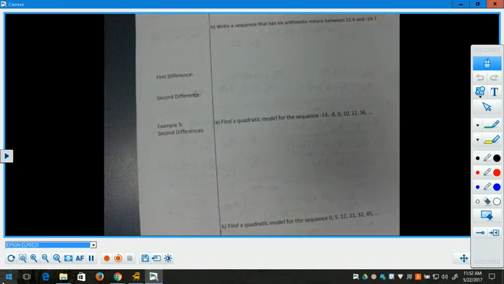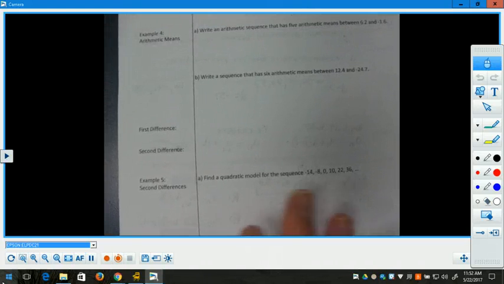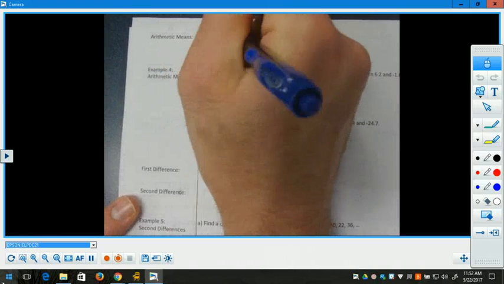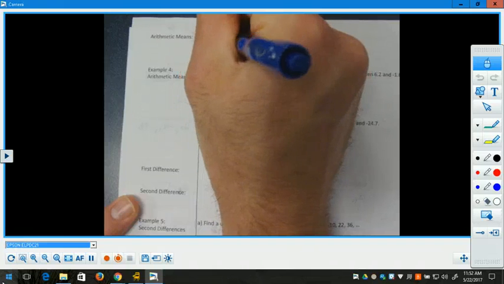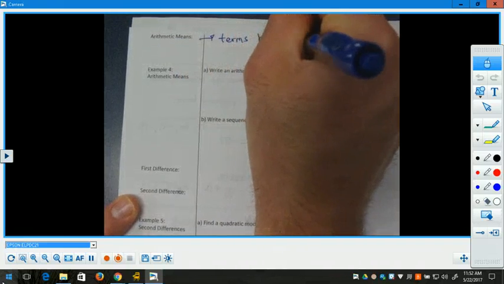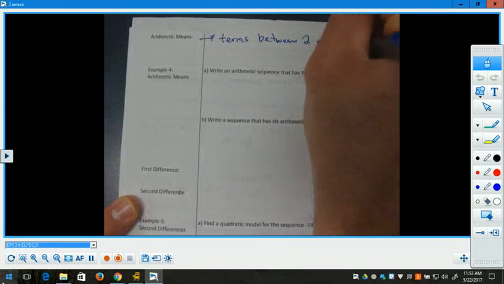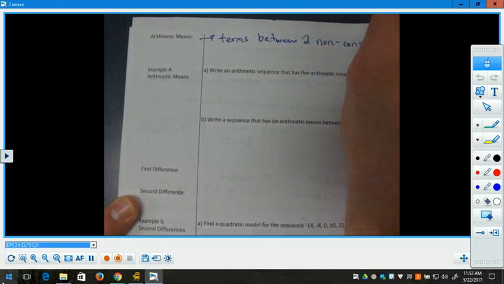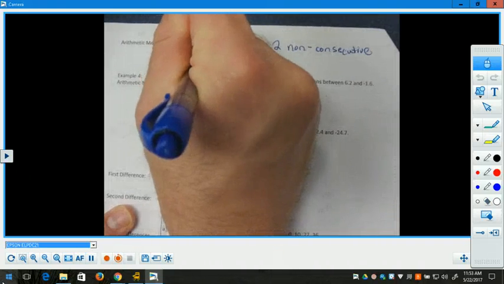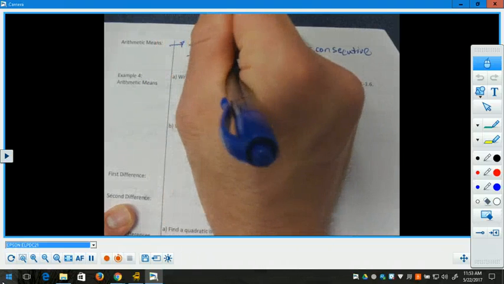Arithmetic means. The terms between two non-consecutive terms in an arithmetic sequence are called the arithmetic means. The arithmetic means are the terms between two non-consecutive terms in an arithmetic sequence.